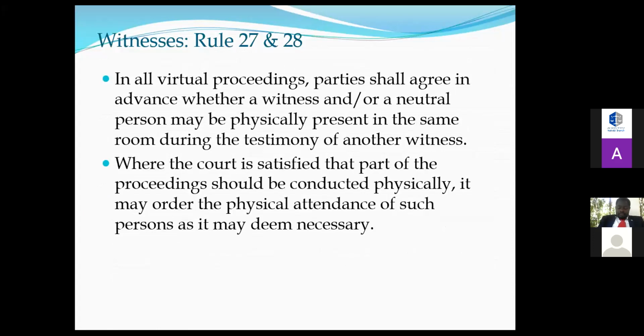And then witnesses. This is another area we thought we would address. And we are saying under Rule 27 and 28 that in all virtual proceedings, the parties shall agree in advance whether a witness and or a neutral person, and of course, I'm sure you'll be discussing who is a neutral person, may be physically present in the same room during the testimony of another witness. So where the court is satisfied that part of the proceedings should be conducted physically, it may order that physical attendance of such persons as it may deem necessary.